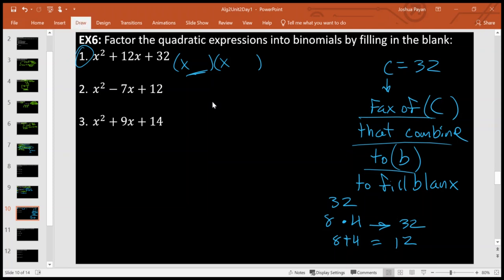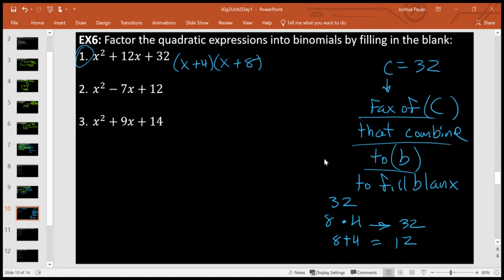So this first blank, and it doesn't matter what order I put them in, just because this is multiplication and it's commutative. If you don't remember what commutative is, that just means it doesn't matter what order we multiply in, we get the same outcome. So I can say x plus 4, x plus 8, and I'm done factoring.